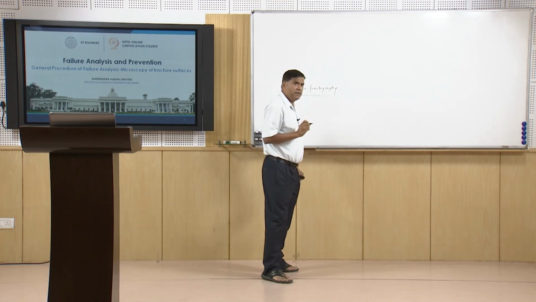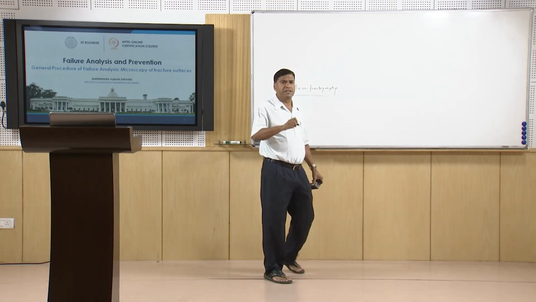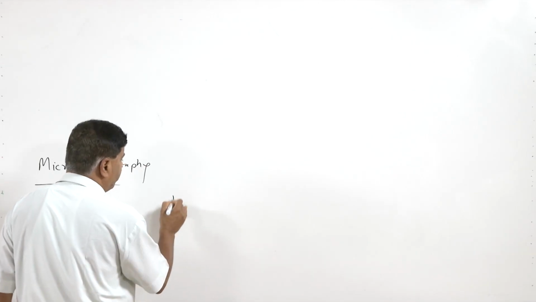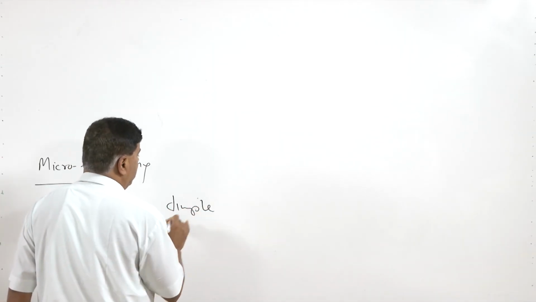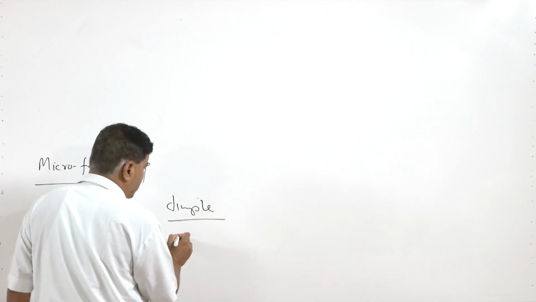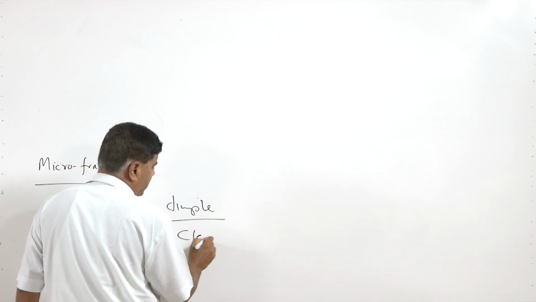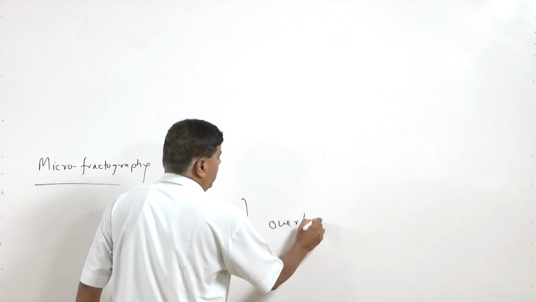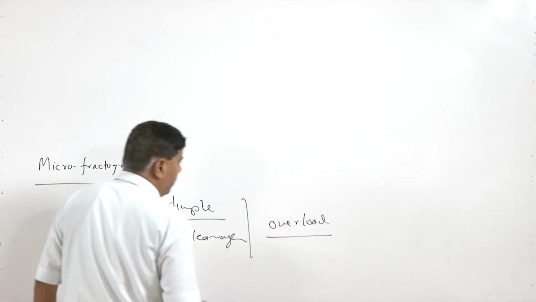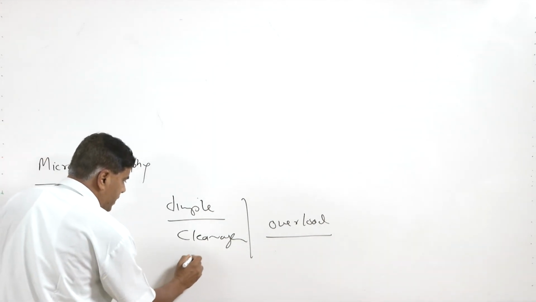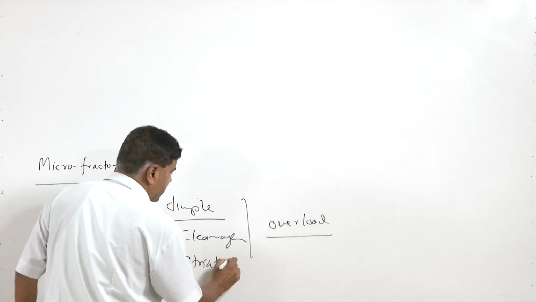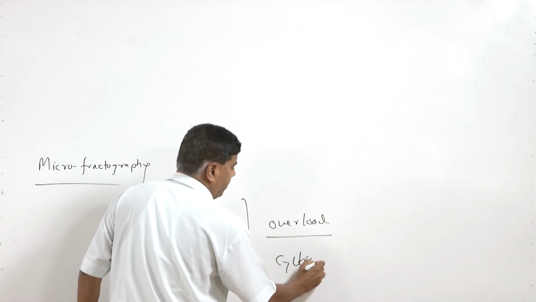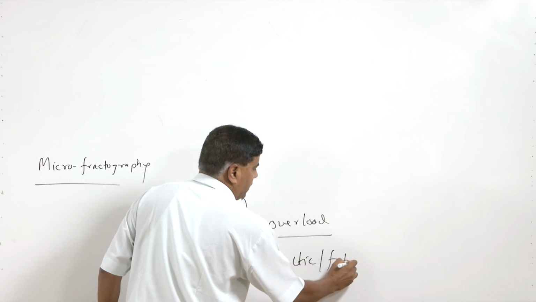Then estimation of the service condition is another thing. Mostly, dimple fracture and cleavage facets indicate overload fracture, while the presence of striations on the fracture surface indicates cyclic loading or fatigue fracture.